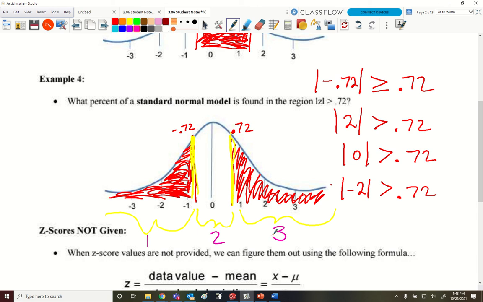And then I picked a number over here on the left hand in my first area, which was negative 2. But the absolute value of negative 2, absolute value means it's always going to be positive. Any number inside there is going to be positive. So this actually becomes 2 is greater than 0.72, because that absolute value bar does that. So that's true. Therefore, I shaded the left side.